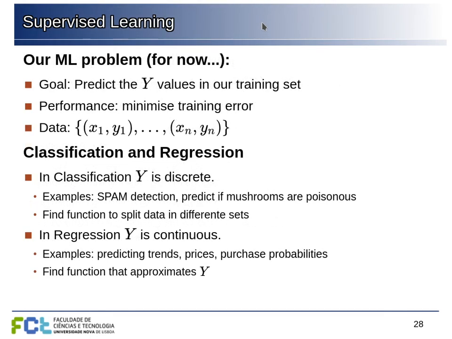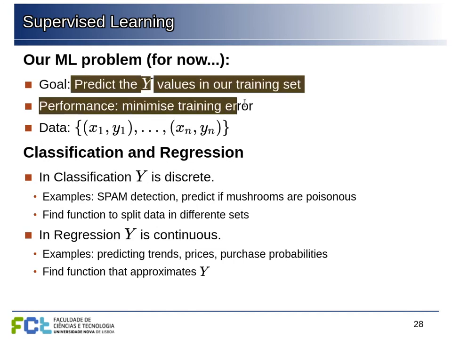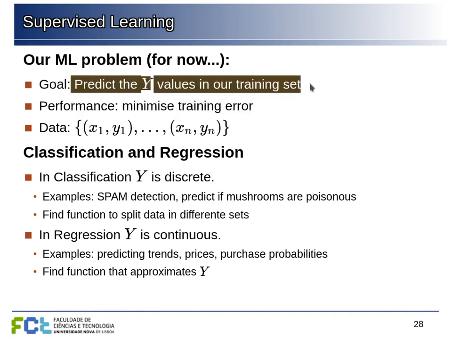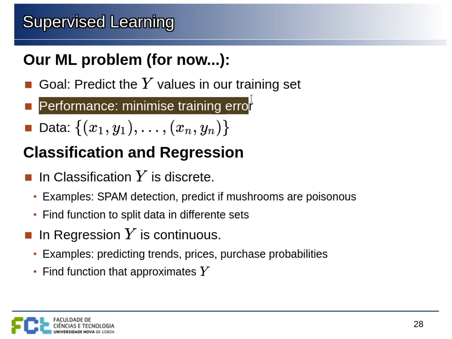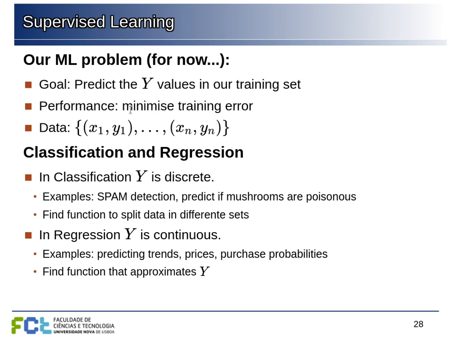So for now, we're going to consider this problem of trying to predict the target values in our training set. The measurement of performance in this task is the training error. We want to minimize that. And the data is the set of points where we both have the features and the target values.